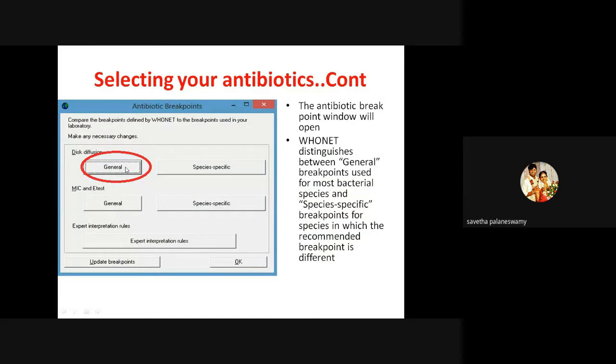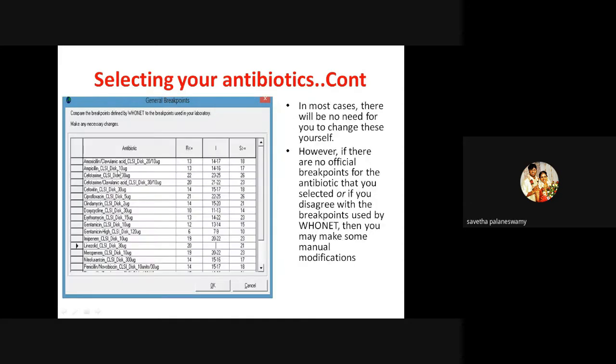Actually, this definition is different between the general and the species specific. General breakpoint is used for most of the bacteria. If someone needs the species specific, that may also be helpful. If you are taking the general one, this is the next page that will open. We can see here the resistant, intermediate and susceptible pattern of the antibiotic. For example, for linezolid we do not have an intermediate.